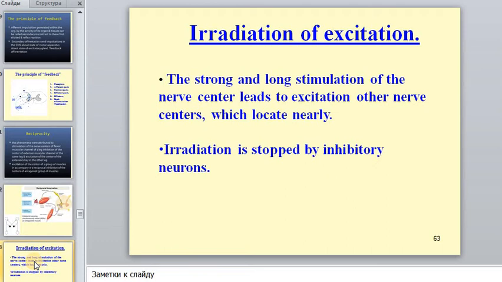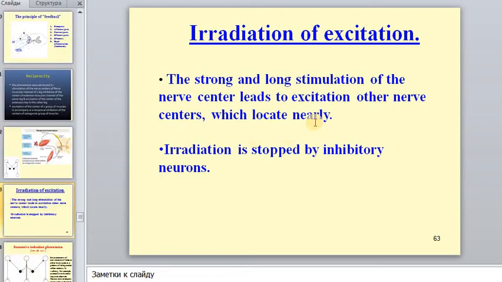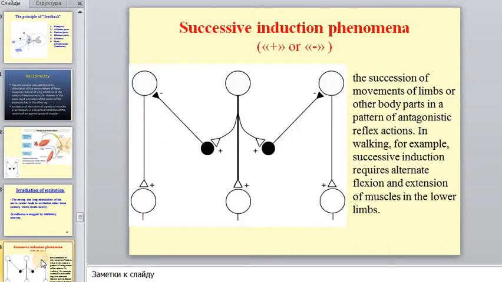Irradiation of excitation: strong and long stimulation of the nerve centers leads to excitation of the nerve centers which are located close, nearby the first one, and irradiation is stopped by inhibitory neurons.